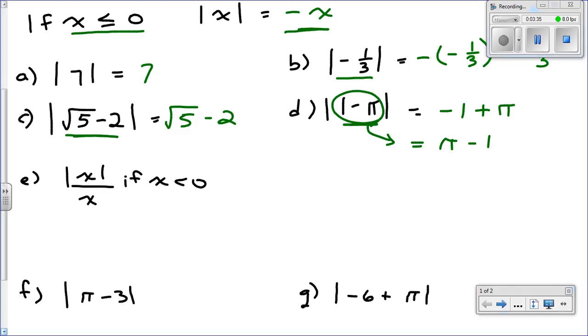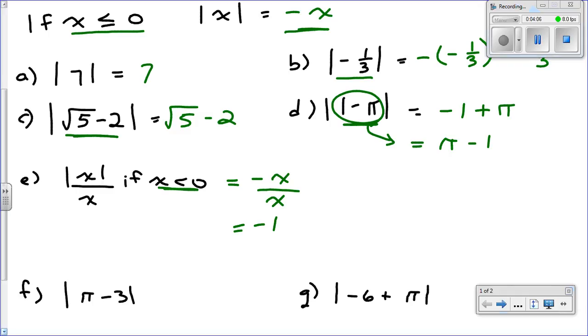E is kind of tricky. It's more abstract, but we're looking at x being less than 0. x is a negative number. So what happens when we get the absolute value of x divided by x? Just look at the definition above. If x is less than 0, the absolute value of x is negative x. And we still have that over x. So negative x divided by x is going to be equal to negative 1.